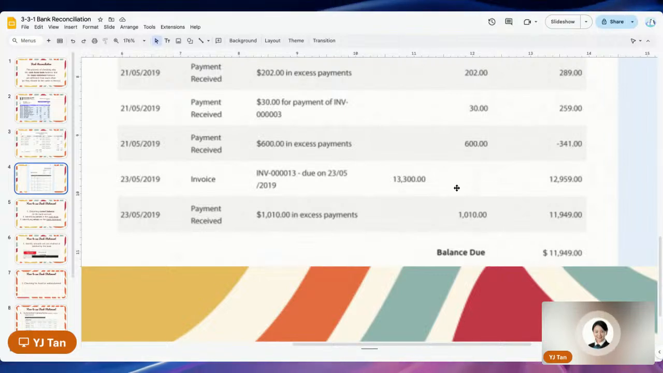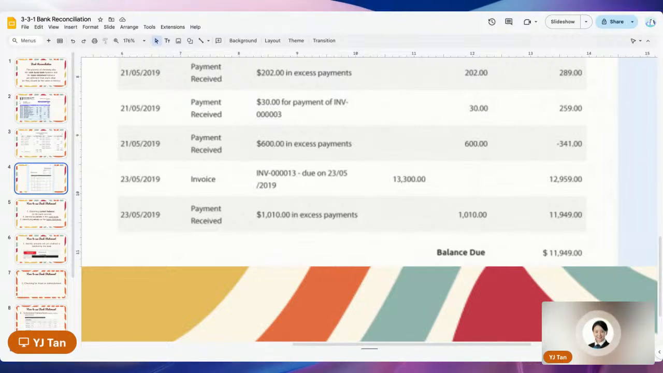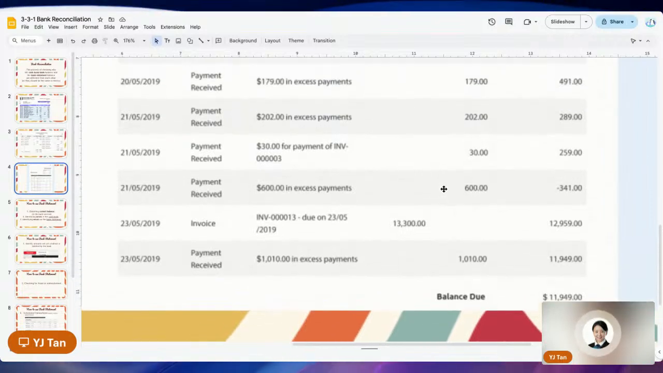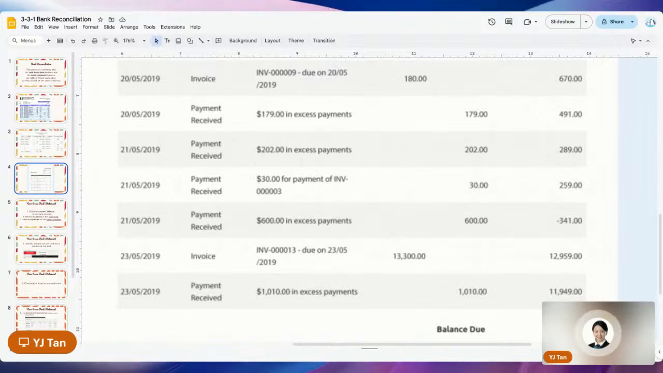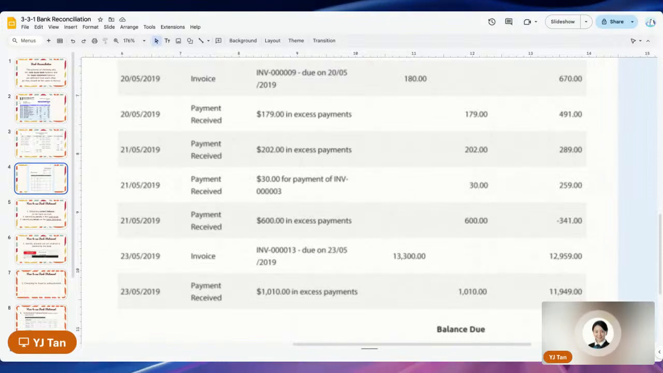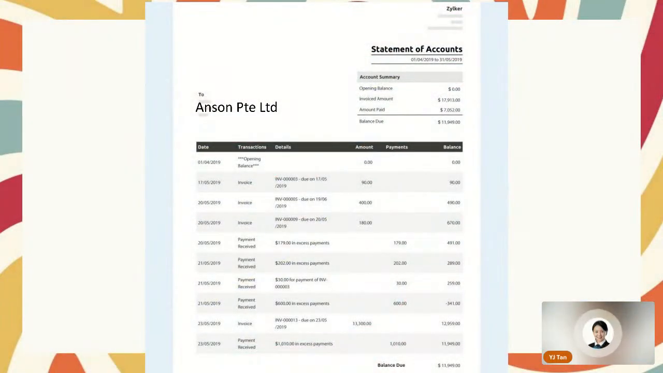So this is when ZECO tries to chase money from Anson, actually not chase, but it's just to follow up, let you know what has been paid, what has been invoiced, all these things. If there are credit notes involved, it will actually show here as well. I hope this is really clear to you all. Let's go back to the slide and then we continue with the content.